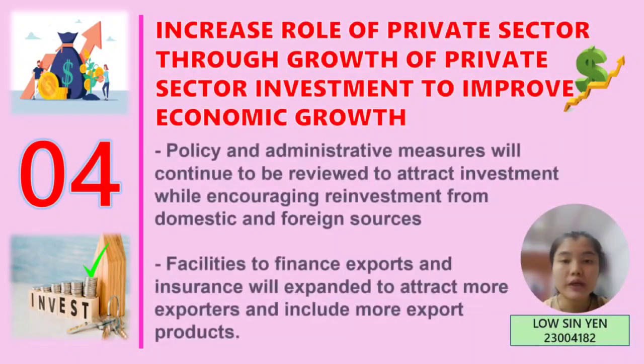Besides that, the next economic direction of this Malaysia plan is to increase the role of the private sector through the growth of the private sector investments in order to improve the economic growth. The policy and the administrative measures that are related to the licensing system or even the share capital investments will continue to be reviewed to attract the investment while encouraging the reinvestment from the domestic and foreign sources too. Besides that, the facilities to finance the exports and insurance will be expanded in order to attract more exporters and also include more export products.